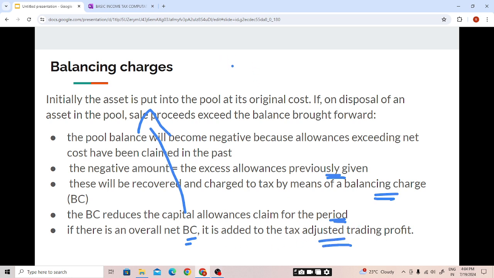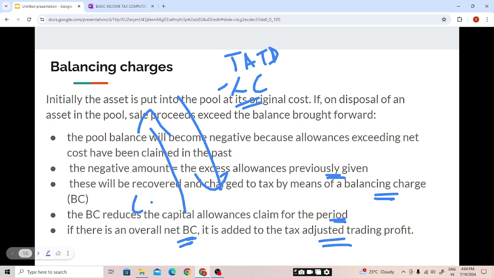Students, when we adjust a tax adjusted trading profit, we deduct capital allowance. But if we have a BC in net, that is a balancing charge in net, it will be added. It will be added. I hope it is clear.